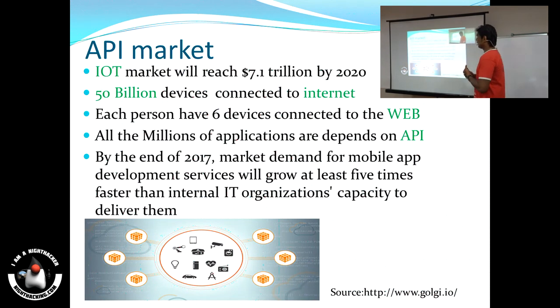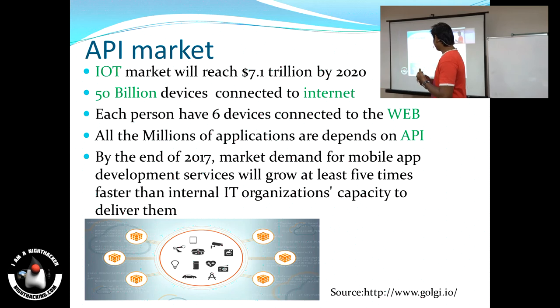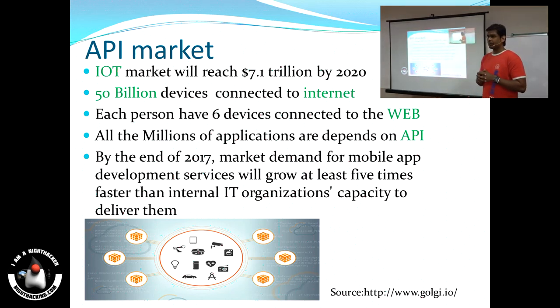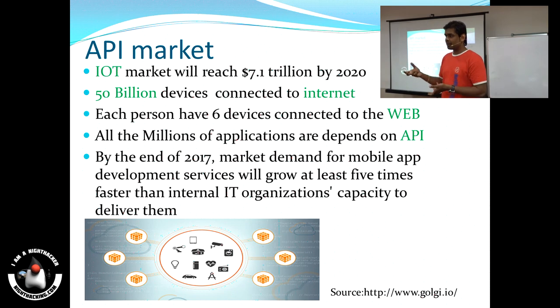So this is the API market today. The IoT market will reach 7 trillion by 2020, with 50 billion devices connected to the internet, and each person having at least 6 devices connected to the web. All the millions of applications we develop are useless without APIs, right? Each device will consume some APIs. Somewhere the API must run, right?